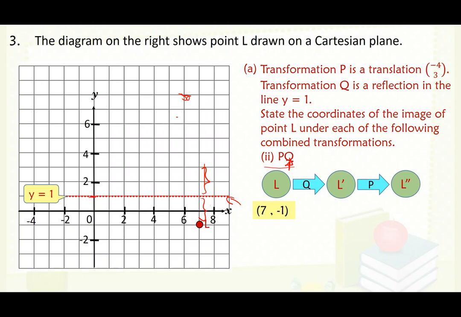所以 object 的距离跟 image 的距离是相同的。So this is your L prime. So the coordinate for L prime is 7 and 3. Now I go to P. P is translation, okay? So -4 go to left hand side. So X 去我的左手边4次。And then Y positive 3, going up, okay? Go up 3 times. 往上走3次。So this is your L prime prime. So the coordinate is 3 and 6. So 3 and 6.